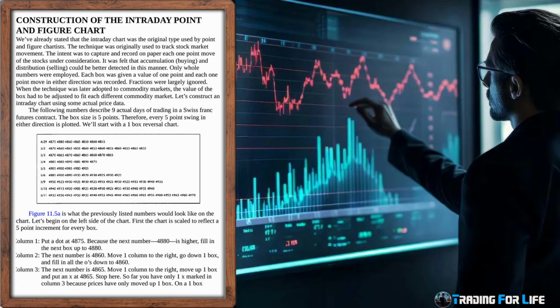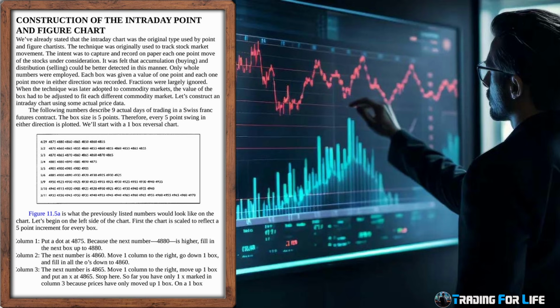Construction of the intraday point and figure chart. We've already stated that the intraday chart was the original type used by point and figure chartists. The technique was originally used to track stock market movement. The intent was to capture and record on paper each 1-point move of the stocks under consideration. It was felt that accumulation, buying, and distribution, selling, could be better detected in this manner.